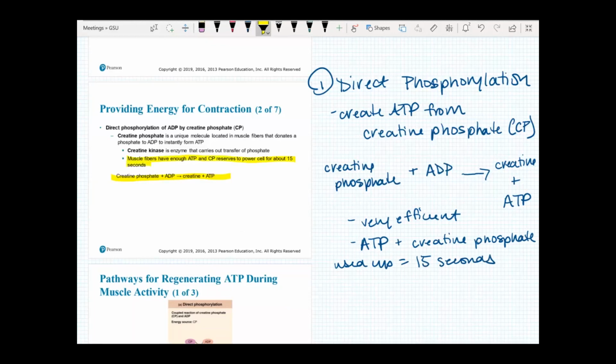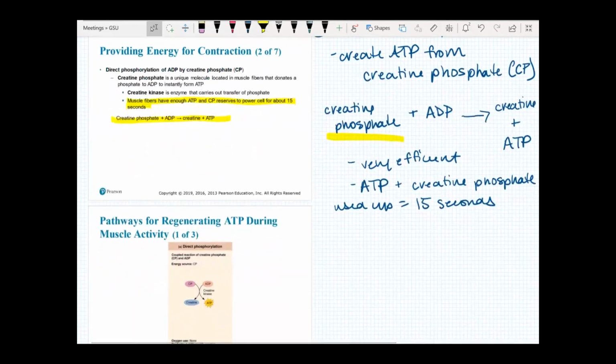So it's very efficient. It's fast. It only requires 2 things. But we don't store a lot of this, and we'll use everything up in 15 seconds, which means you can climb a flight of stairs. You can't run a marathon. So we still have to be able to produce other mechanisms to create ATP. So this is a really good process, but this is going to be one of the cons. For each of these processes, there's pros and then there's cons, and I would include those and make a list. There's some pros for this, but a con is that it will actually run out after 15 seconds.